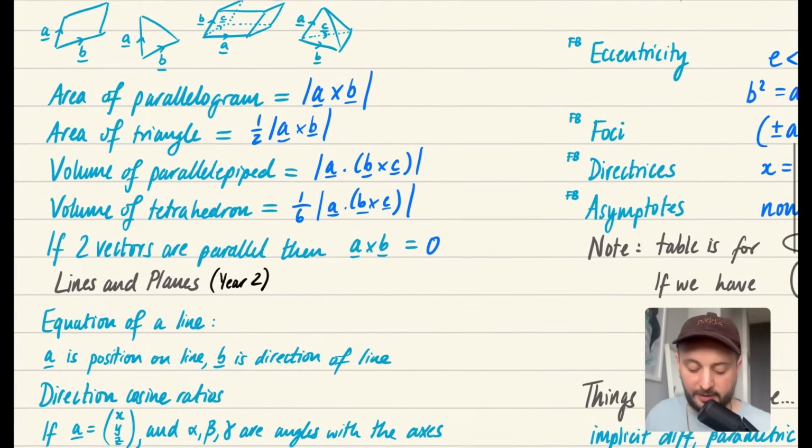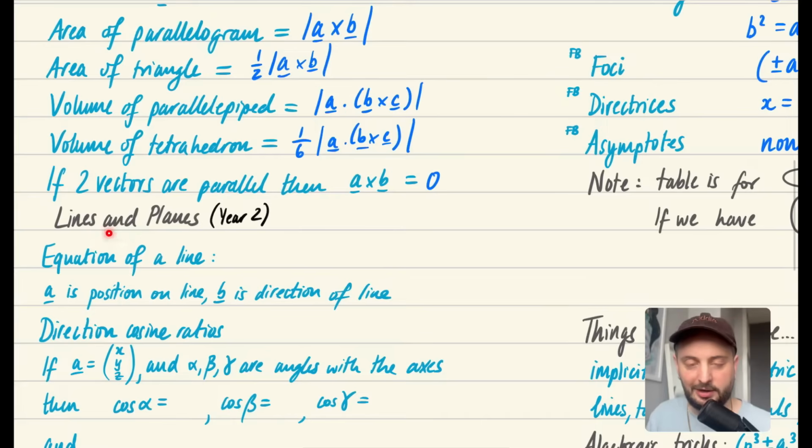That's everything that's there from the year 1 stuff, and now this stuff to do with lines and planes is for year 2. So the equation of a line in this cross product form is going to be r minus a crossed with b equals 0. And this is where a is a position on the line and b is a direction of the line.